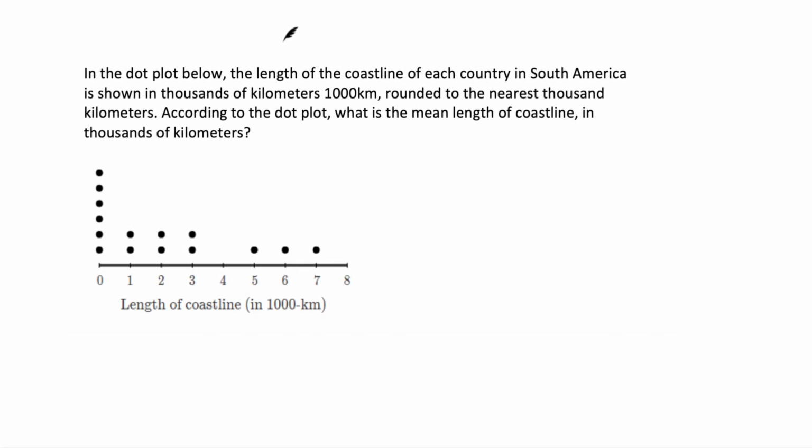Next question. In the dot plot below, the length of the coastline of each country in South America is shown in thousands of kilometers, rounded to the nearest 1000 kilometers. According to the dot plot, what is the mean length of coastline in thousands of kilometers? Mean is basically sum over total number. We already know this formula and the formula never changes. But we have a dot plot. How can we calculate the sum and the total number from this dot plot?